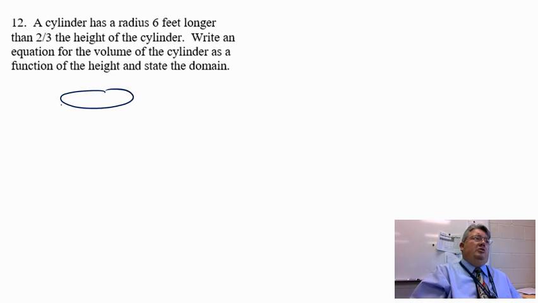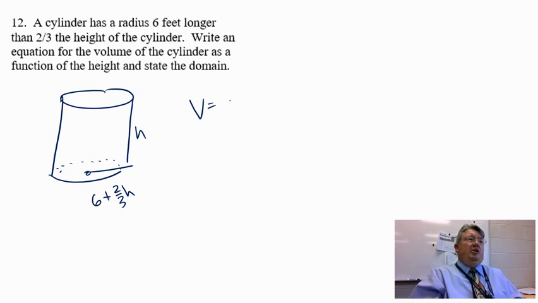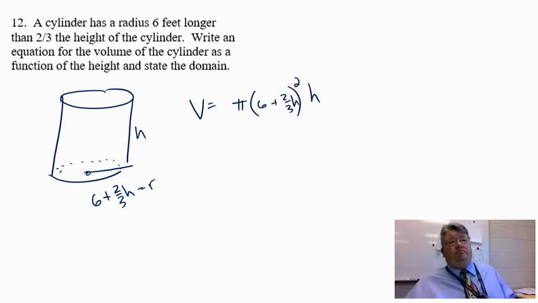Okay, I got to draw a picture. This is one of these where I'm drawing an equation. So the radius here, the radius is 6 feet longer, so 6 feet more than 2/3 the height. 2/3 times the height. And there's my height. Okay, so if I write this, the volume is going to be the area of the base, which is pi times the radius, and that's the radius right here. 6 plus 2/3 h squared times h.